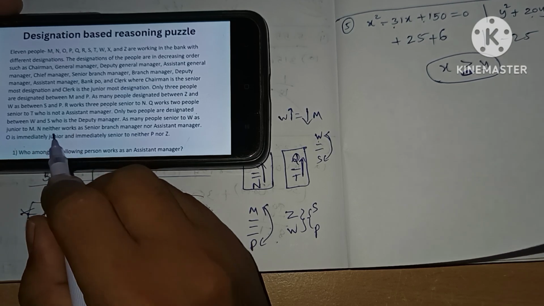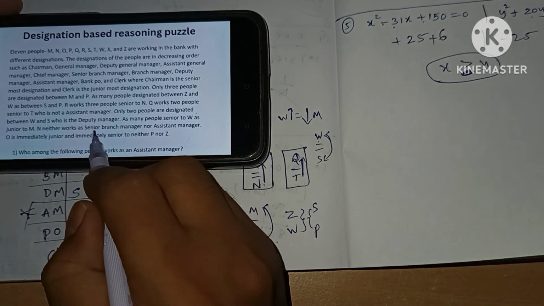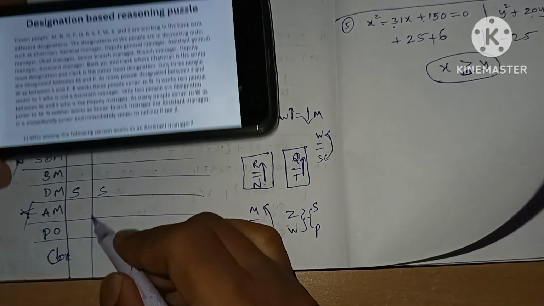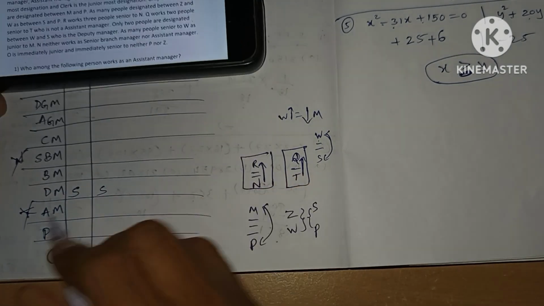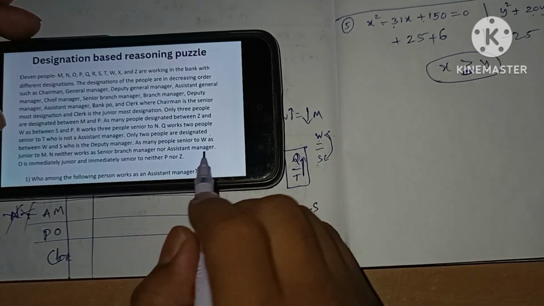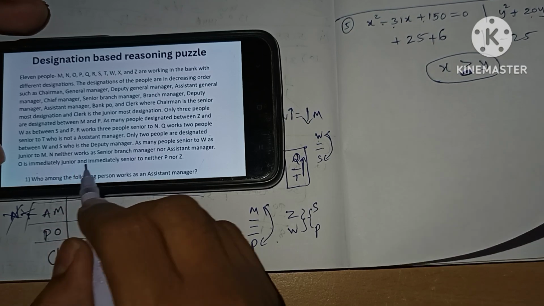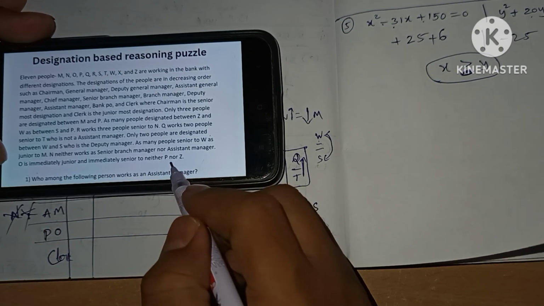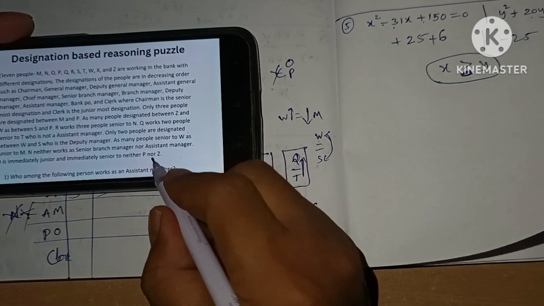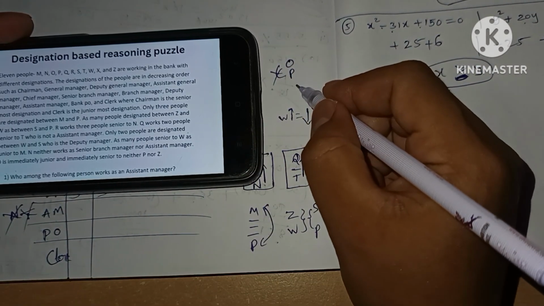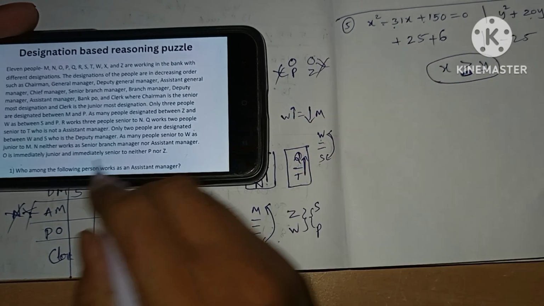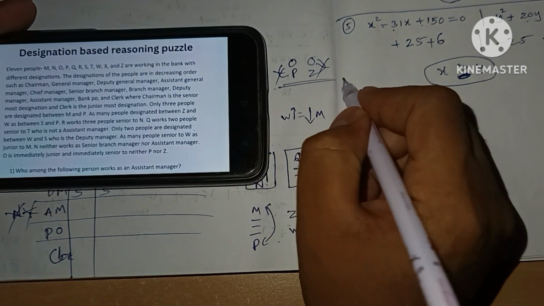Neither N neither works as SBM. N neither works as SBM nor assistant manager nor AM. Okay. O is immediate junior and immediate senior to neither P nor Z. So O and P must not be adjacent. It means O and P must not be adjacent and O and Z must not be adjacent. This statement represents this thing.